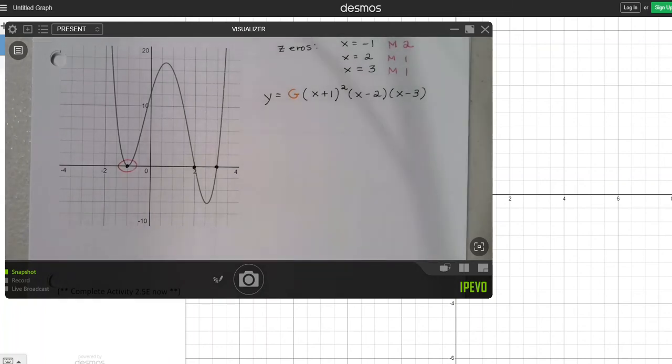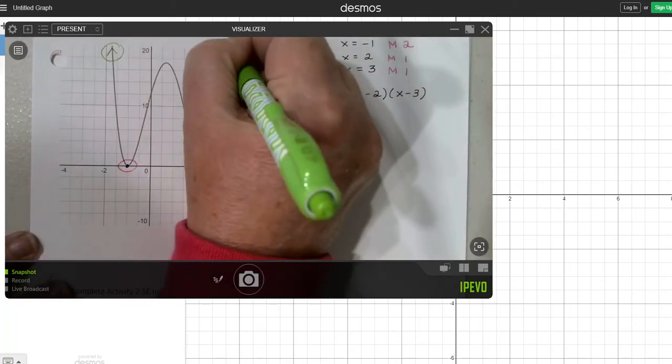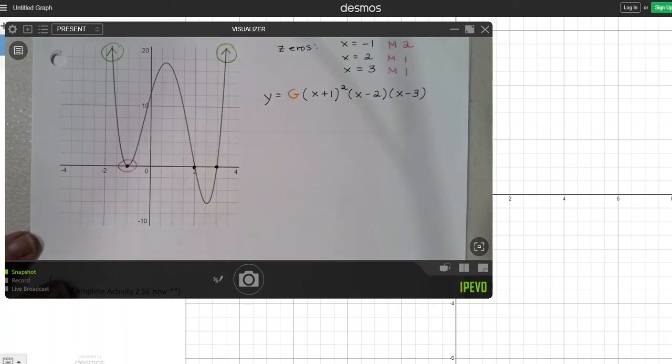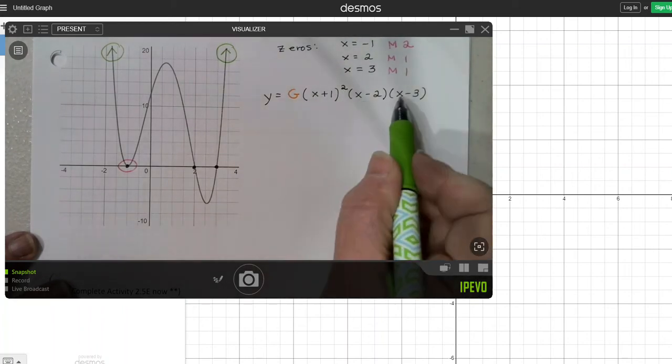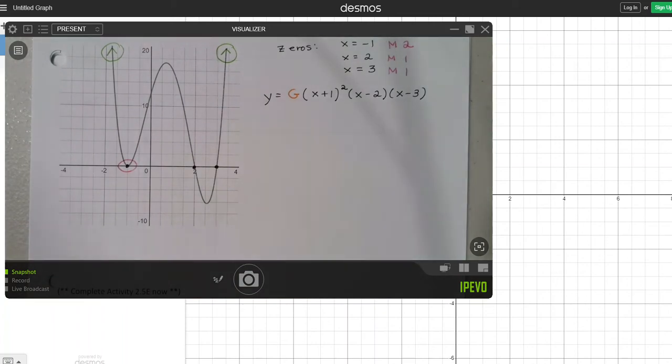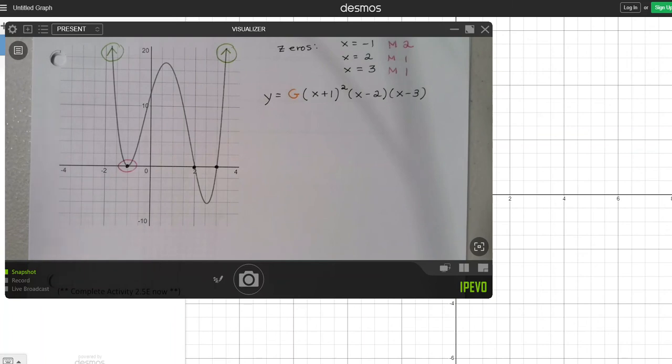All right. I'm going to find the g, and I'm going to use the y-intercept again, but I just want to make one remark. This goes up on the left and up on the right. And notice I have x squared times x times x. This is going to be 4th degree. So up on both the left and right is what I would expect. I think I'm going to get positive g this time. Let's check it out.